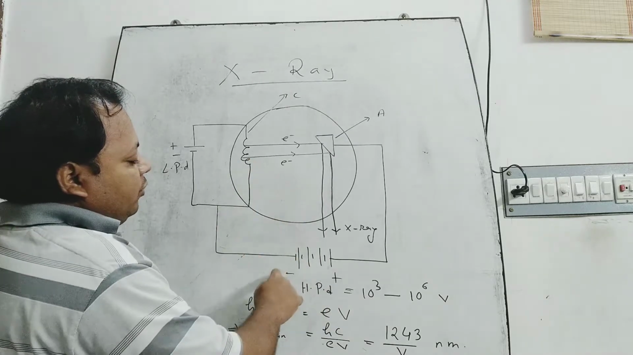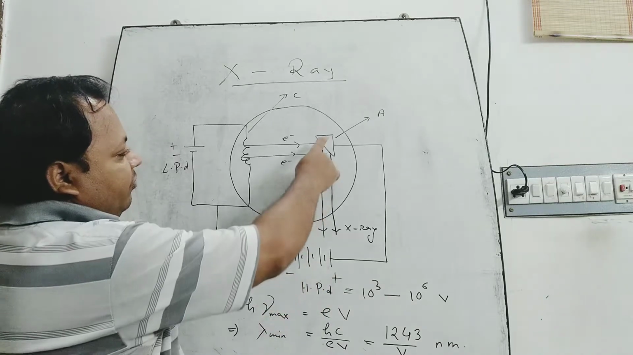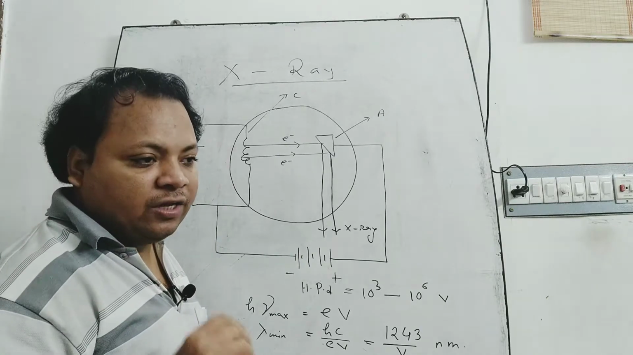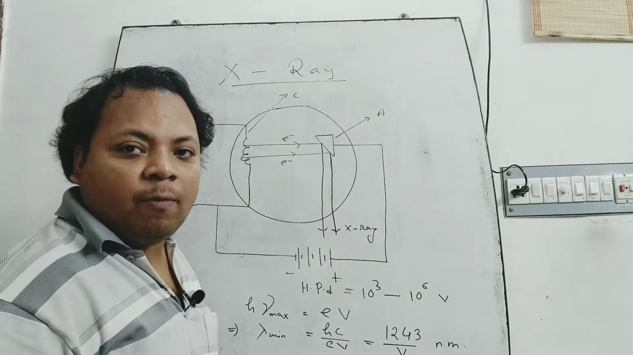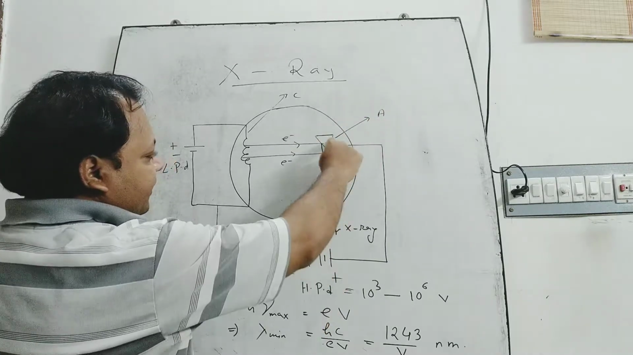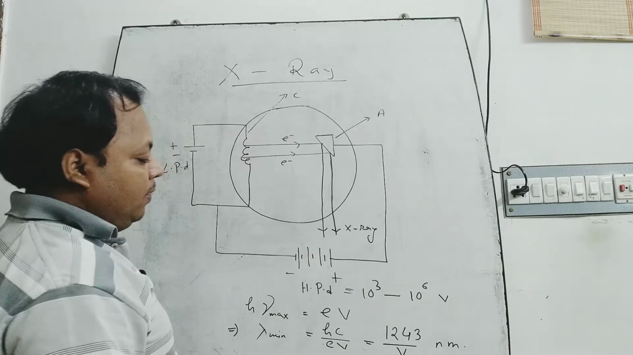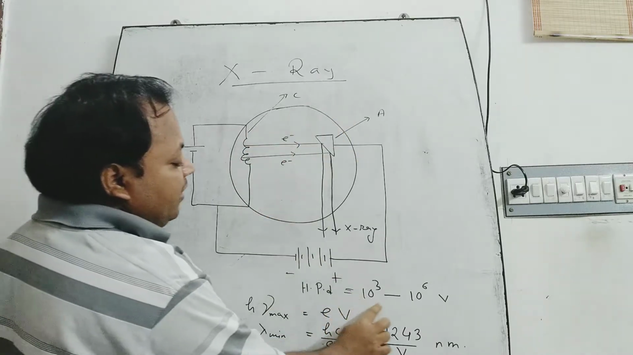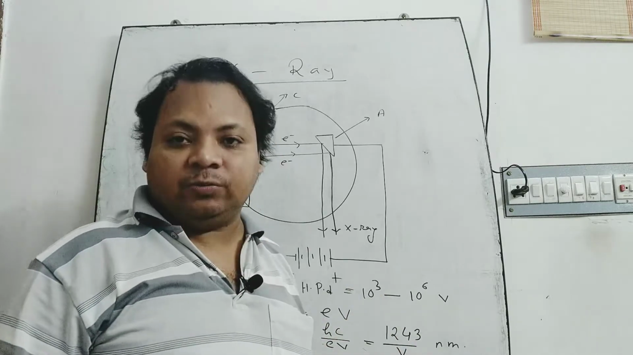This filament is connected with the negative pole of the high potential battery, and this is a target which is made by molybdenum, tungsten, etc. This target is made by some strong metals, and this target acts as an anode and it is connected with the positive pole of the high potential difference battery. The potential difference between the cathode and anode is very high. It is almost 10 to the power 3 volt to 10 to the power 6 volt.